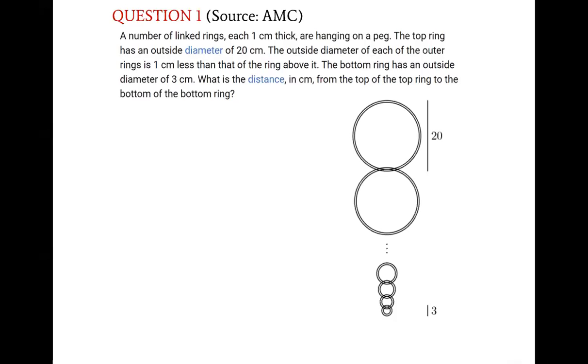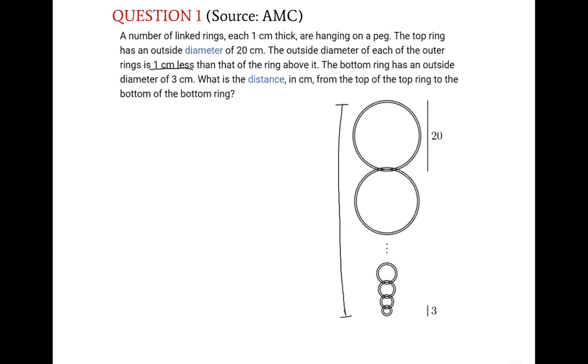So a number of linked rings, each 1 centimeter thick, are hanging on a peg, okay? And we know that the top ring has an outside diameter of 20, and the outside diameter of each ring is 1 centimeter less than that of the ring above it. And the bottom ring has an outside diameter of 3 centimeters. So what's the distance from the top of the top ring to the bottom of the bottom?